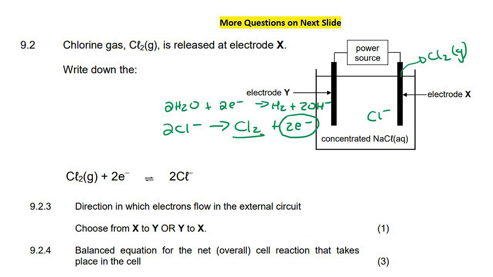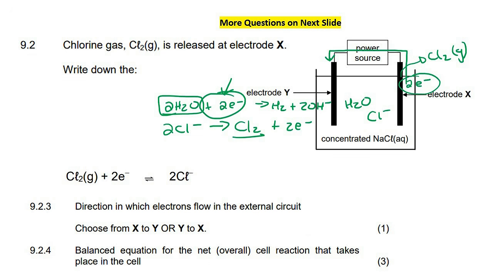That means 2 electrons are going to be released on this side. Those 2 electrons are then going to travel through this wire to this other side over here, where they will be used up. There will be 2 H2O molecules floating around in the water over here. They'll take those 2 electrons coming over here and convert those 2 things into that. So the electrons are going from X to Y. So we're going to say X to Y.